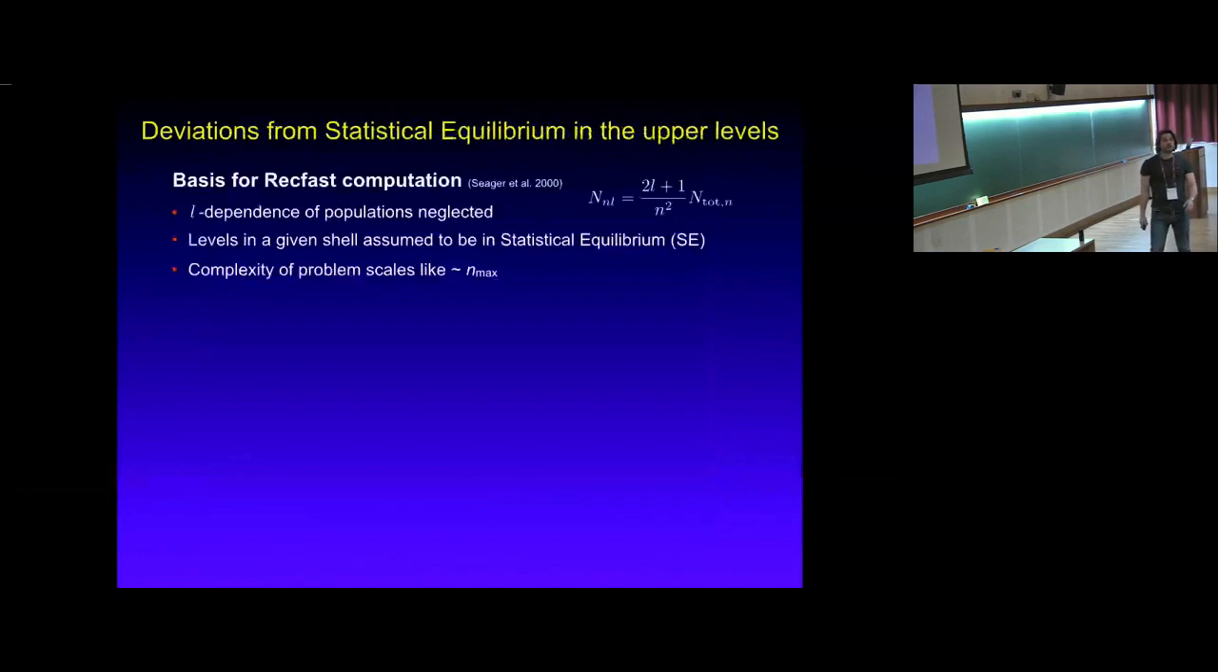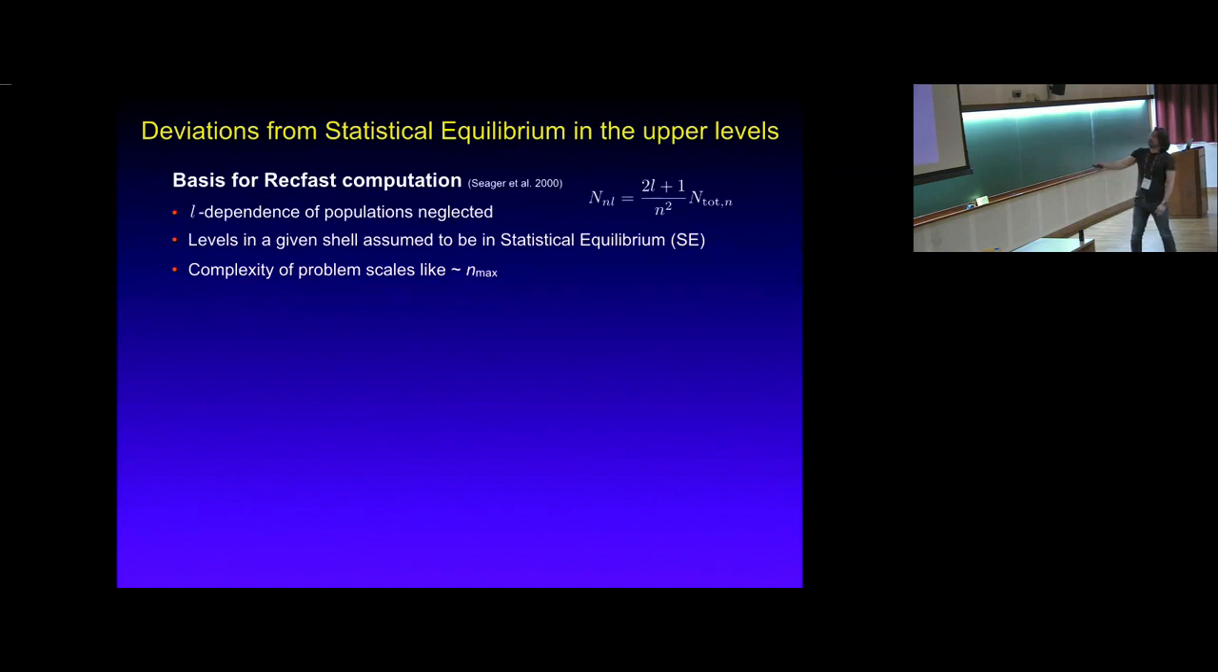RecFast was adding higher levels, as I told you, but it only added the levels as one equation per shell. So you change the principal quantum number n, and you have one additional equation. But of course, there are sublevels, the angular momentum substates, even the magnetic substates in principle, but those you can forget about. The angular momentum substates are not something you can forget about.